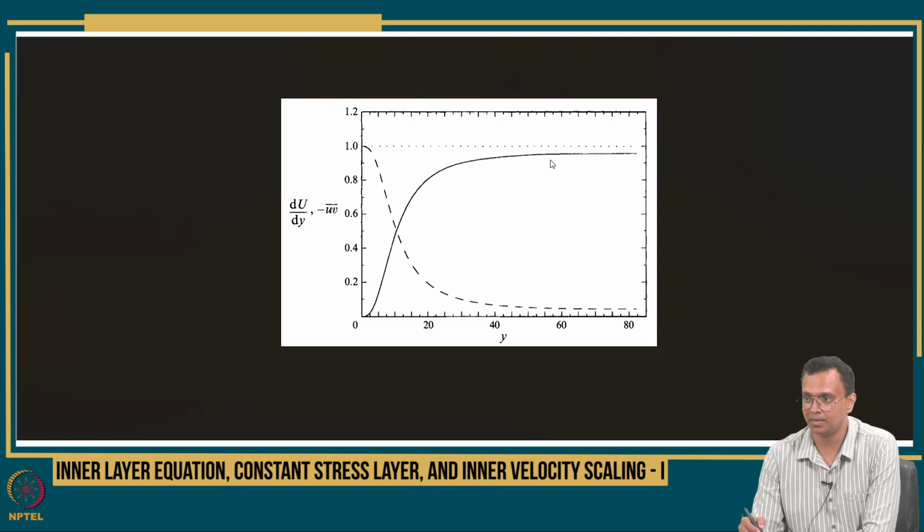So experimentalists are happy. There is a constant stress layer. I measure turbulent shear stress here at a y very far, and I get wall shear stress. They are happy. Now the modeling community is also happy, right?